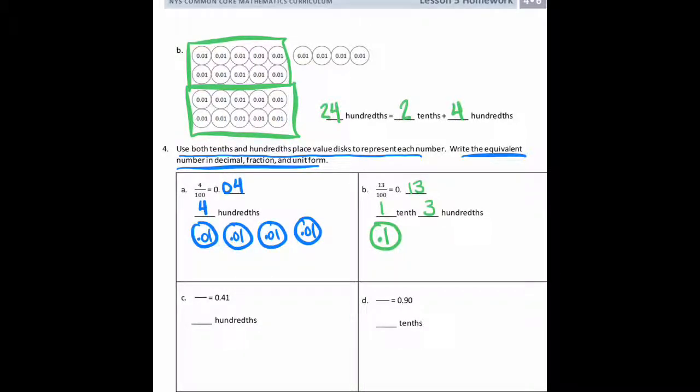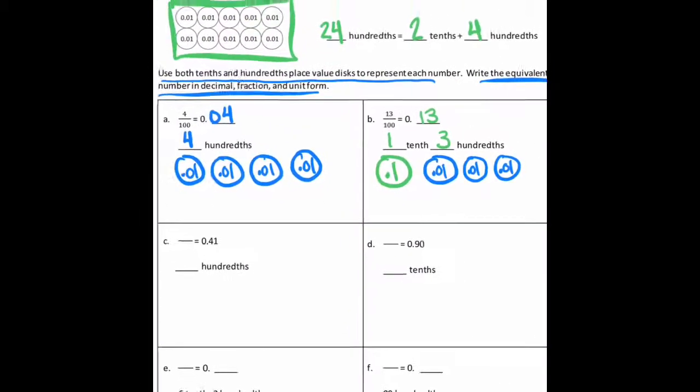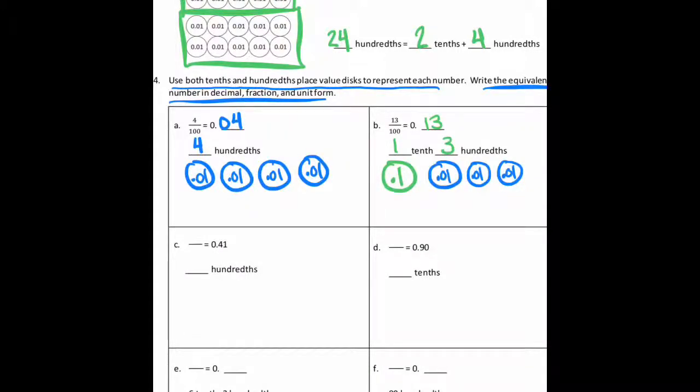And then 3 hundredths place value discs. Okie dokie. On part C, that just tells us 0.41, which is the same thing as 41 hundredths or 4/10ths and 1 hundredth. Well, it only gives a spot for hundredths, so I'm going to put 41 hundredths. And then instead of writing out 41 hundredths place value discs, that would take forever, we're going to do 4/10ths and 1 hundredth.